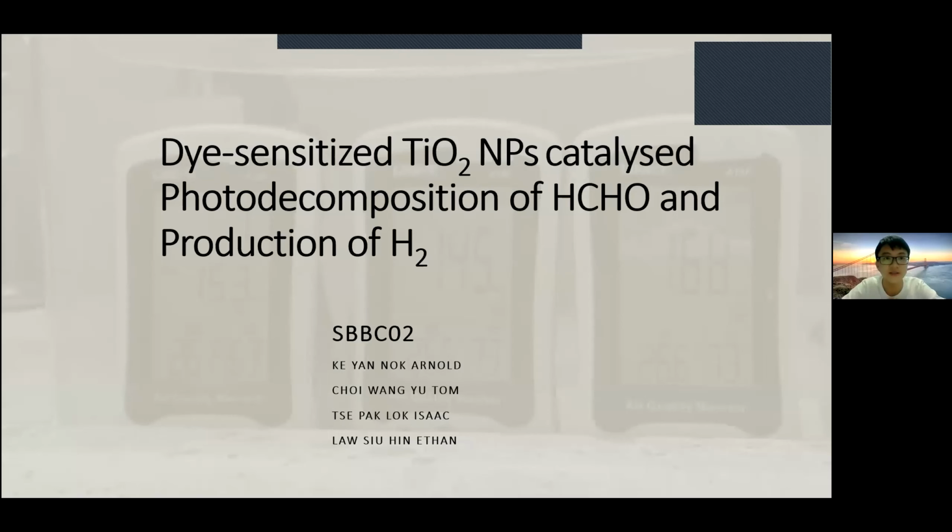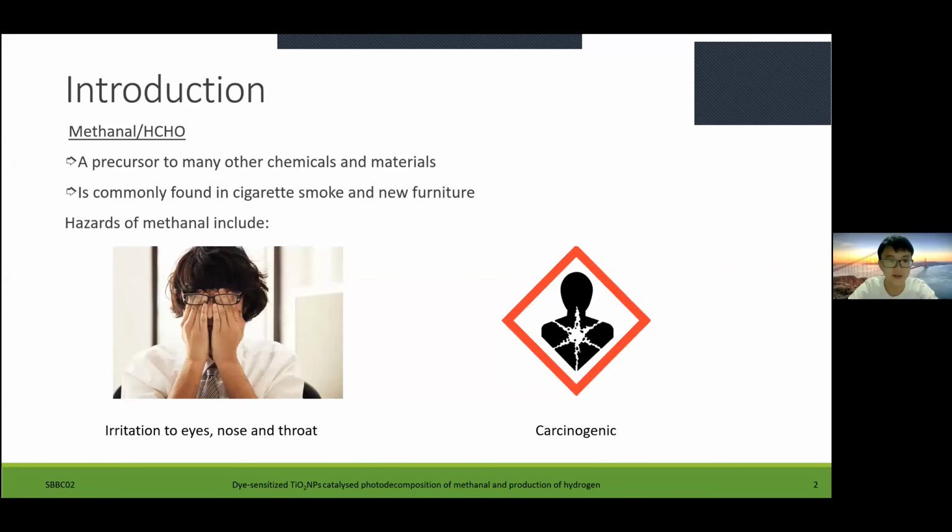Good afternoon, judges. Today we're going to present to you the photodecomposition of methanol and production of hydrogen catalyzed by dye-sensitized titanium dioxide nanoparticles. I'm Ethan. I'm Arnold. I am Tom. And I'm Isaac. First of all, what's methanol?